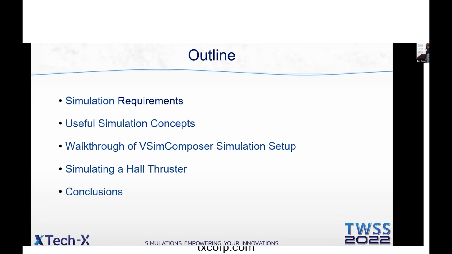Following that, I'll walk through a couple of useful simulation concepts for FDTD codes, which is what VSim is. It is a finite difference time domain code. I'll walk through then the VSim Composer simulation setup tab, essentially all of the options available to users there in the visual. If we have time, I will briefly go through simulating the Hall thruster and possibly visualize some of the results at the end of it, and then conclusions and questions.